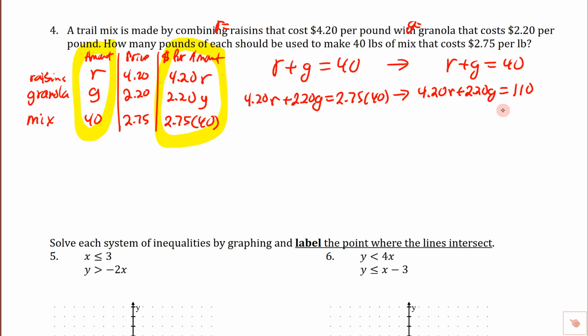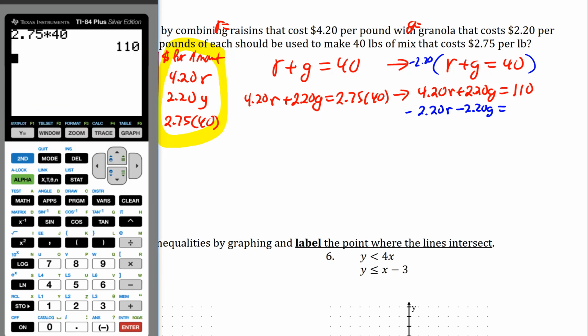I'm going to take this one and eliminate the smaller one, the one with the G. So I'm going to take that first equation and multiply it by negative 2.20. So negative 2.20 gives me negative 2.20R minus 2.20G, and then I need to multiply that by 2.2. So let's grab the calculator.